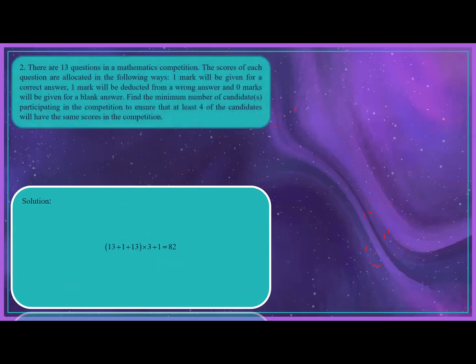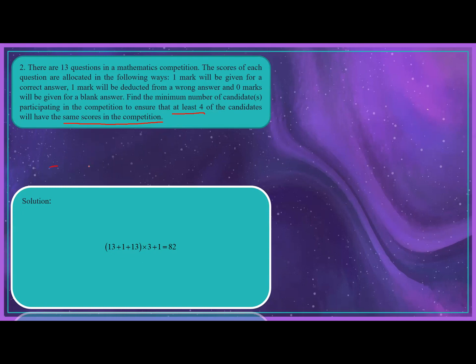Number two, there are 13 questions in a mathematics competition. The scores of each question are allocated in the following ways. 1 mark will be given for a correct answer, 1 mark will be deducted for a wrong answer, and 0 marks will be given for a blank answer. Find the minimum number of candidates participating in the competition to ensure that at least 4 of the candidates will have the same scores in the same competition.